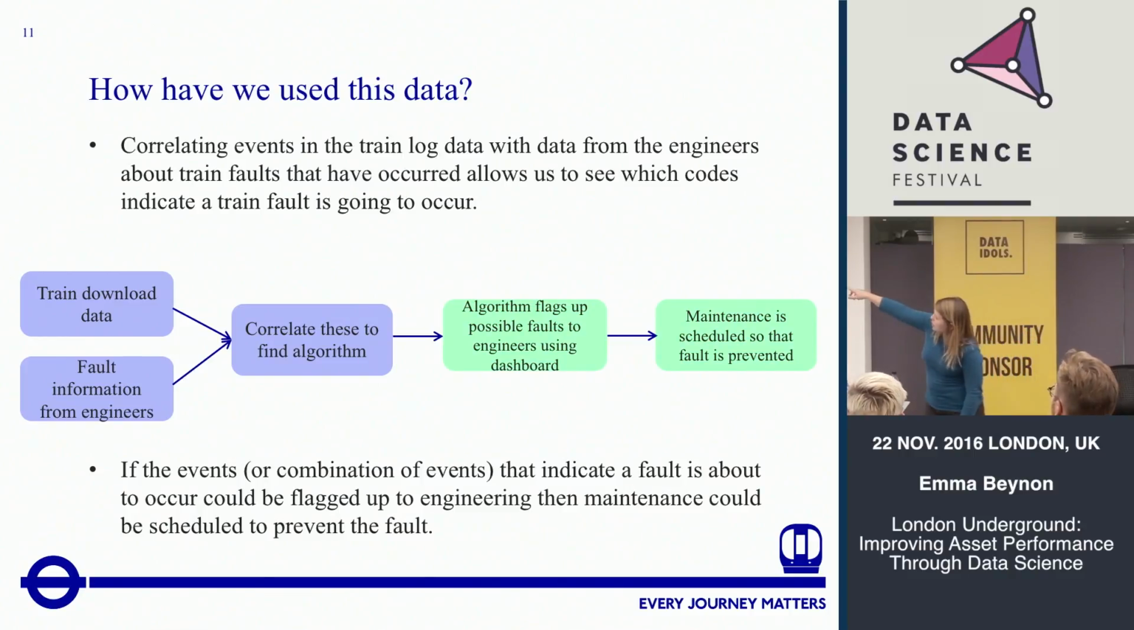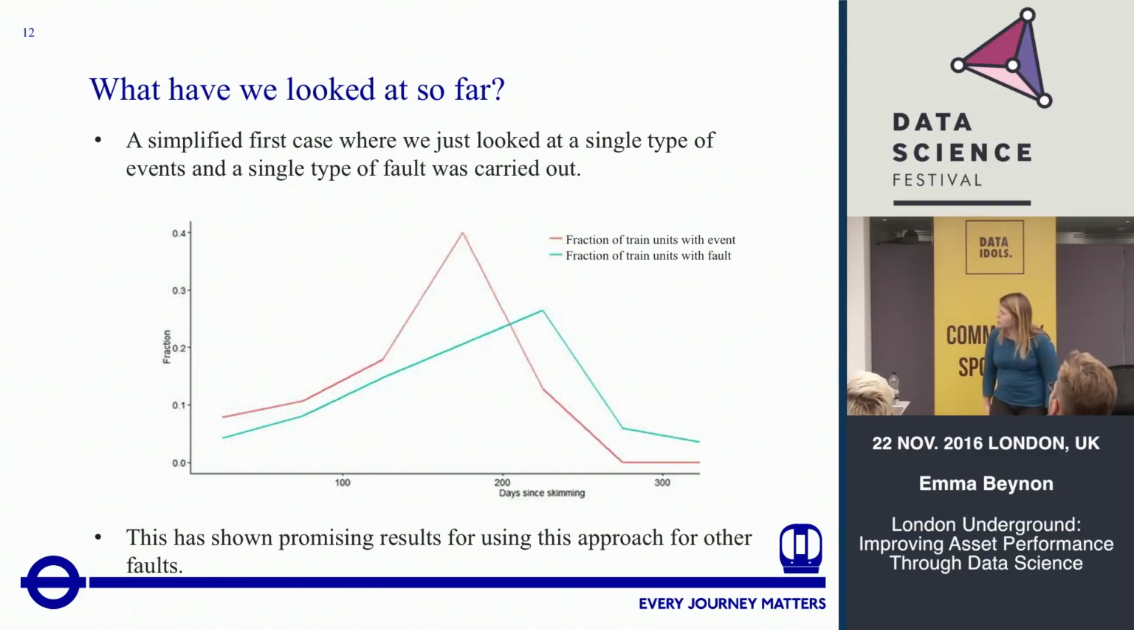So here we've got the train download data and the fault information from engineers, and then we correlate those two, then use that to create an algorithm. That algorithm flags up possible faults to engineers using a dashboard, and then the maintenance is scheduled so the fault never happens in the first place. So what we've looked at so far is a simplified first case, looking at quite a large failure mode that we have on the underground. We looked at just a single type of event and a single type of fault. So it's a very simplified way of looking at it, first of all.